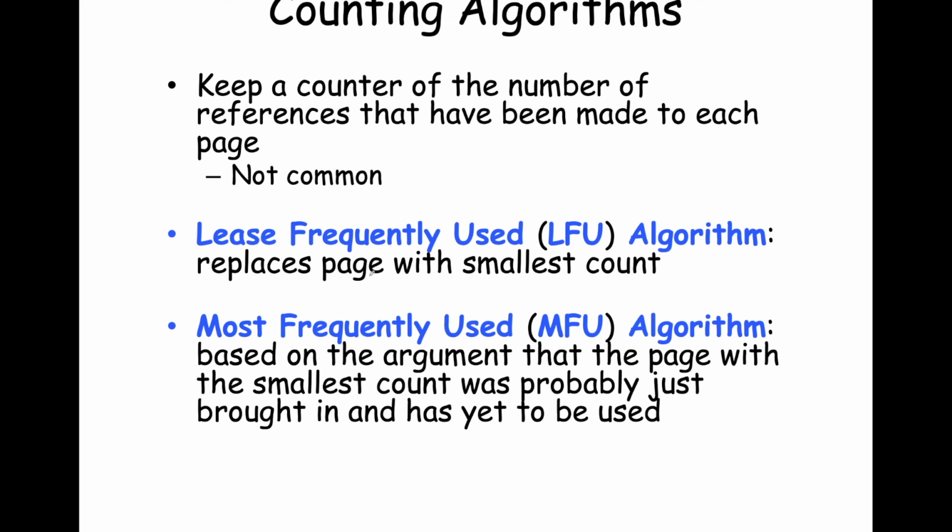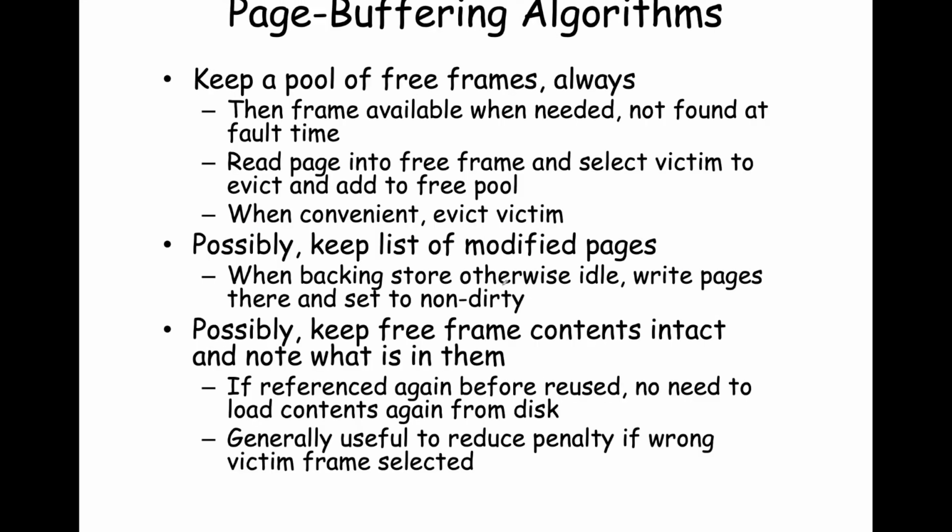Another one's called the most frequently used. This is the different argument that says, okay, well, if a page has a small count, it probably hasn't been accessed a lot, but it will be in the future. If you've accessed the page a lot, you're probably almost done with it or done with it completely, so you're not going to access it much more in the future. And so most frequently used selects as a victim the page with the largest count. There are all sorts of takes and variations on these page replacement algorithms.